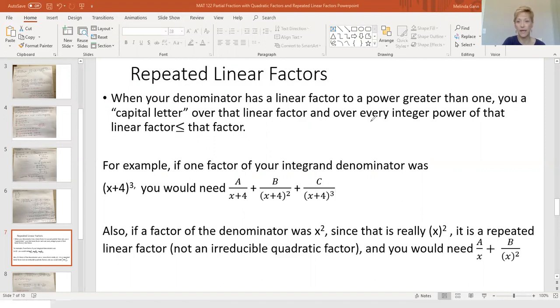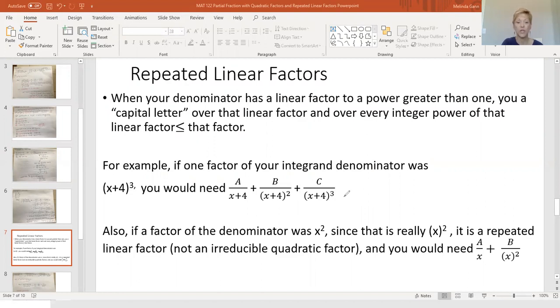So that's what I mean by when your denominator has a linear factor to a power greater than 1, you have to put a capital letter over that linear factor and every integer power of that factor less than or equal to that factor. So if this had been to the 5th power, I'd have had to have that thing to the first, the second, the third, the fourth, and the 5th.